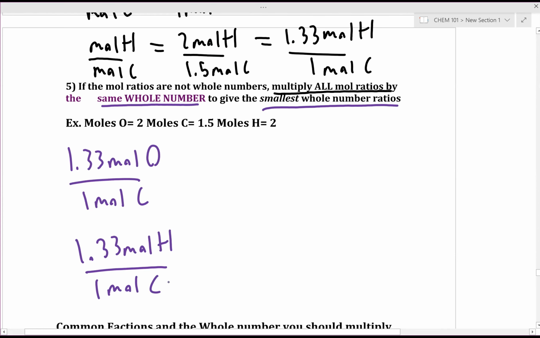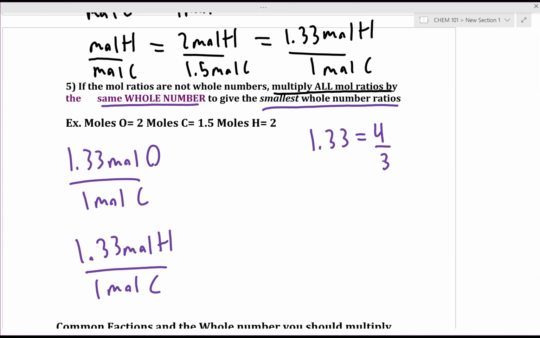Now, when I see 1.33, I'm going to try to think of a fraction that matches 1.33. And 1.33 to me matches exactly the fraction of 4/3. Don't worry, I have a cheat sheet on the bottom of this page to help you correlate decimals with fractions.